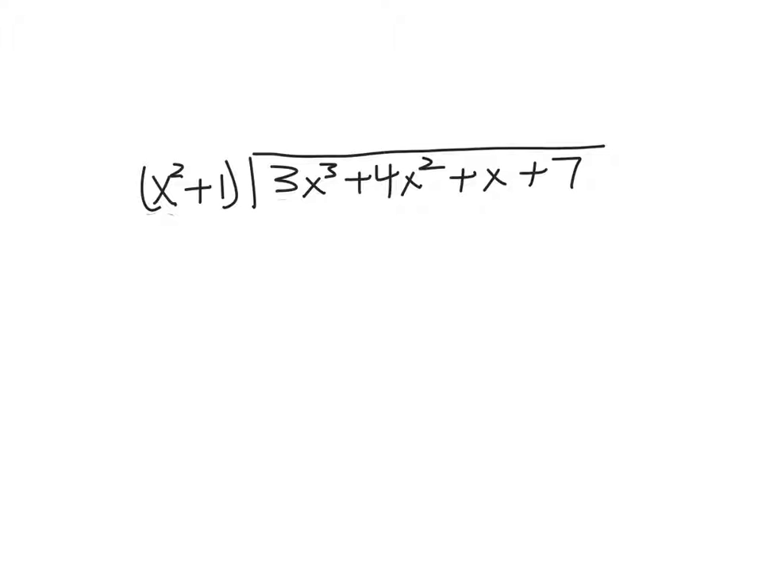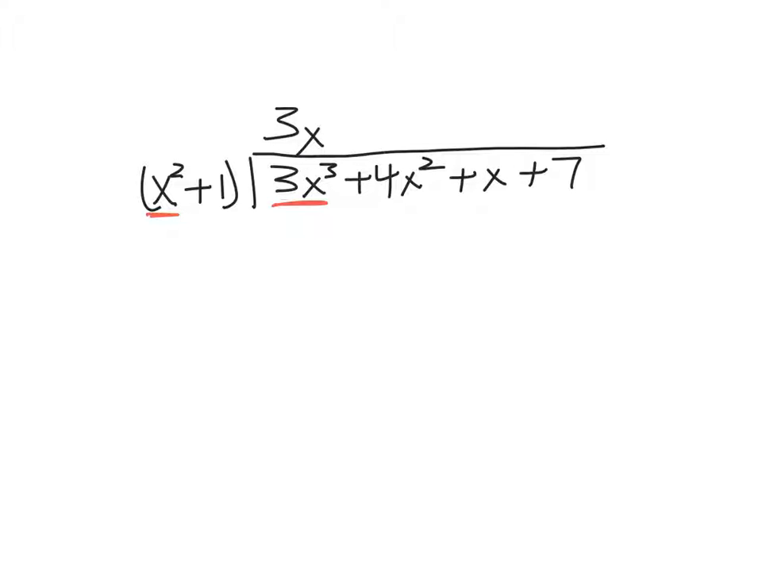Okay, the idea is how many times does this x squared plus 1 go into the larger polynomial evenly? And there may be a remainder. So we look at the first term of each polynomial, and we want to know, what do we multiply x squared by to get 3x cubed? And the answer is 3x.